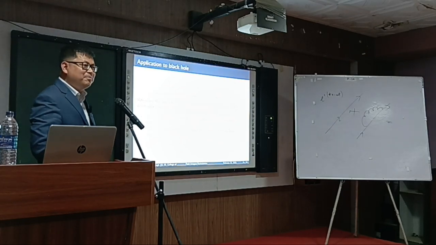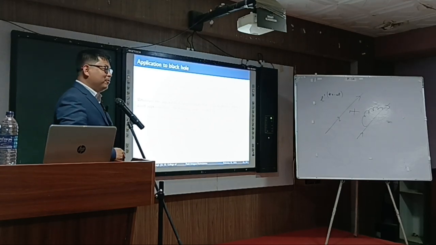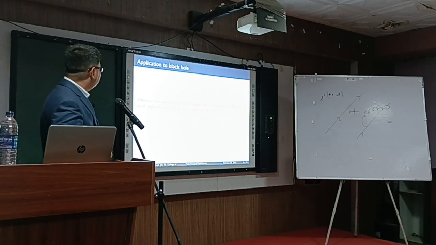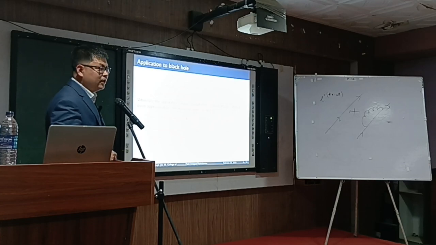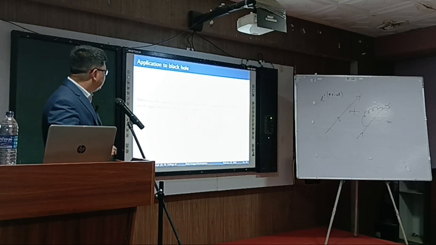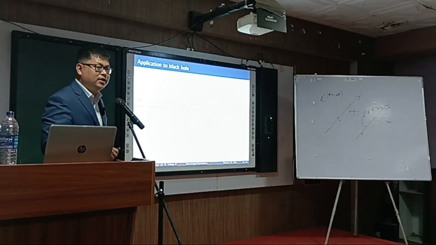So I use it in black hole physics. How do I use it in black hole physics? I will try to explain my work in 5 minutes. Whenever the apparatus is large enough so that classical physics offers a good approximation, the kernel, that amplitude K, is approximately proportional to a normalization constant times e to the power i S by h bar. Here the action is the classical action.